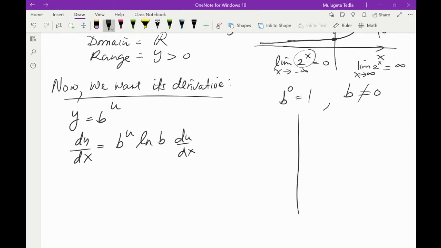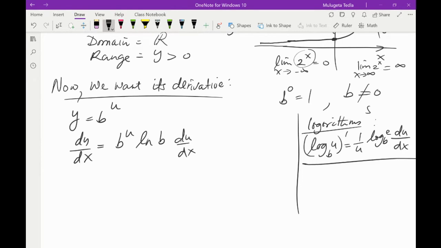Okay, I just want to remind you what we did with the logarithm. We said the derivative of the logarithm of u to the base b is 1 over u, times log of e to the base b, times du by dx. We said that, right? That is last section 27.5. Now we want to find the derivative of the exponential function b to the u.